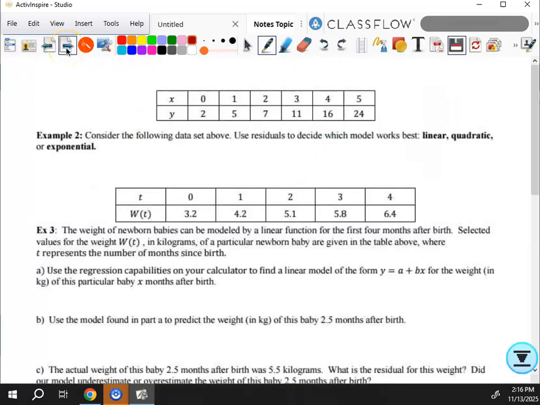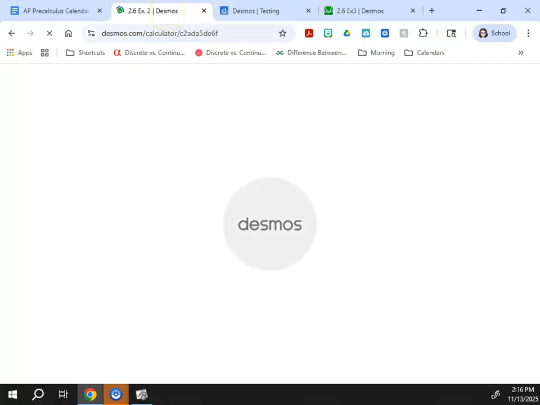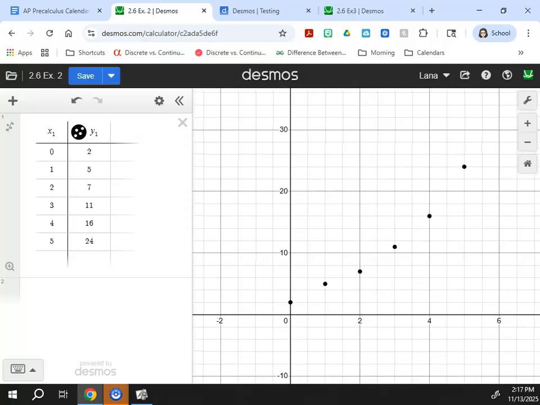All right, so it says consider the following data set above. Use residuals to decide which model works best: linear, quadratic, or exponential. So refresh your Desmos, type in this set of data. I know I have this one saved. Bam, there's my data. And then we're gonna look at it.